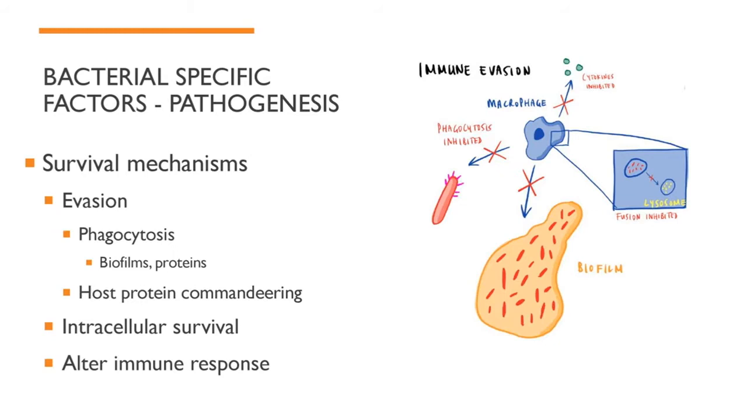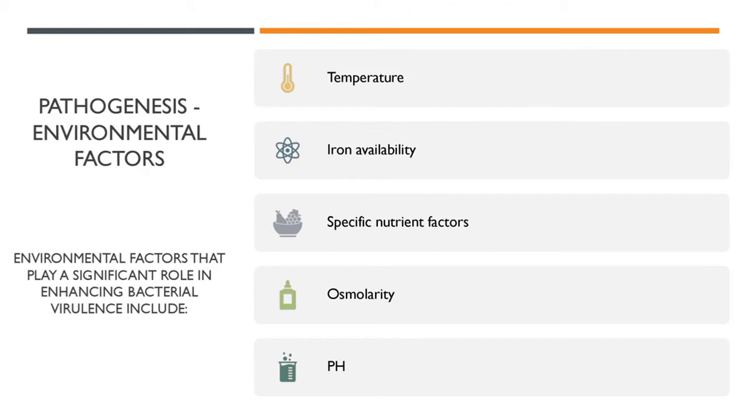Environmental factors that play a significant role in enhancing bacterial virulence include temperature, iron availability, specific nutrient factors, osmolarity, and pH. Young animals are particularly at risk of adverse environmental conditions and other stress factors. The ciliary action of the respiratory tract can be compromised by factors including cold air temperature, uremia, and dehydration. Additionally, hot, dry climatic conditions can also slow the rate of clearance by evaporating the mucus within the tract. Environmental factors such as these compromise the host's ability to prevent invasion of bacterial pathogens and the establishment of infection.